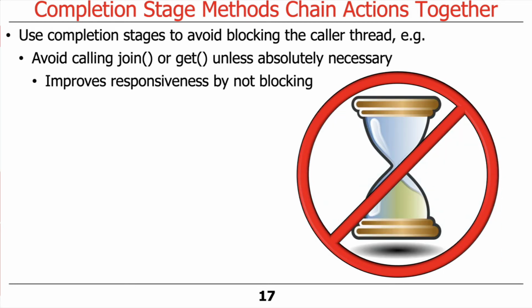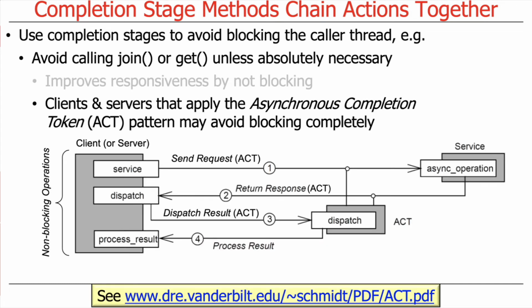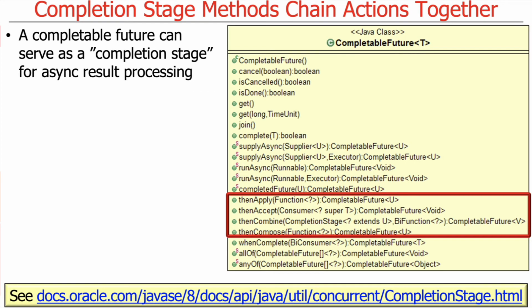Why is this a good thing? Why do you want to do this? You want to do this because it improves responsiveness by not blocking the caller thread. The caller thread can go off and do other things like interact with the user or pitch in and perform other computations without impeding responsiveness. Clients and servers that apply this type of approach, which is typically called the asynchronous completion token pattern, which you can read about here, from the POSA2 book, which I wrote about 20 years ago, can avoid blocking altogether, which is really cool.